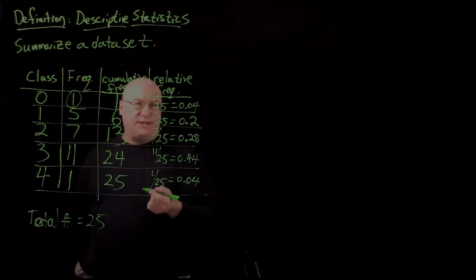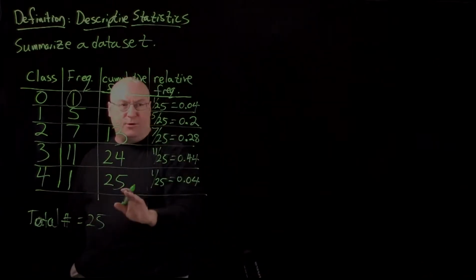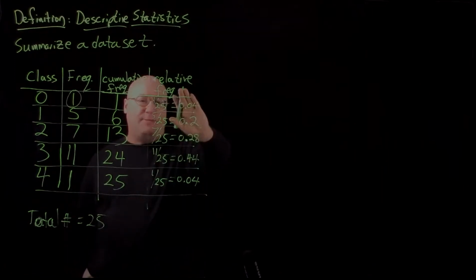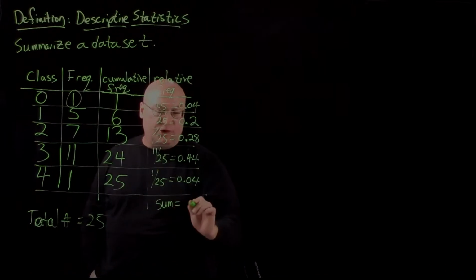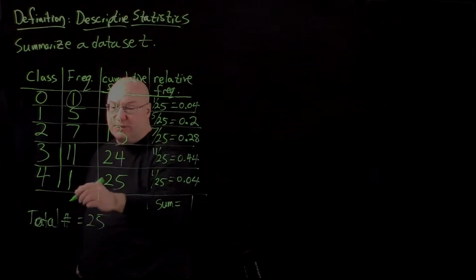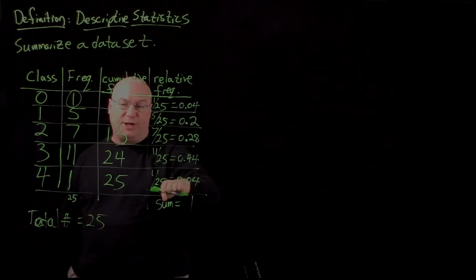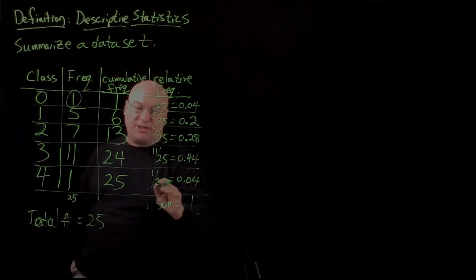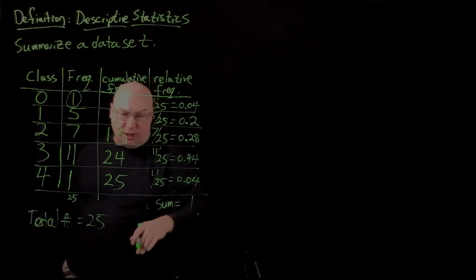So what each of these is, is the fraction of the total number of couples that have that particular number of phones, right? If you add them all up in this column, you should get 1, just like if you add up the frequencies, you should get 25, and you're dividing each one by 25. So you divide the whole 25 by 25, and you should get 1. You should always get 1 in your relative frequency column if you add them all up.